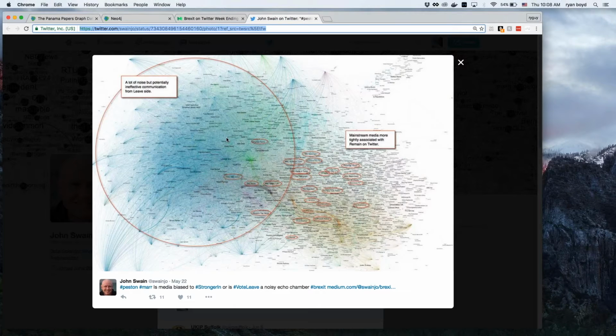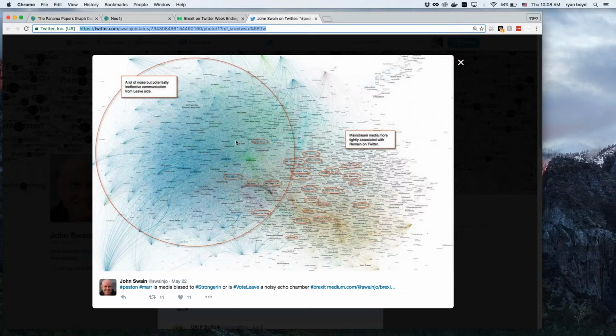But you can see how dense it is, how all of these people in this community that are interested in having Britain leave the European Union are all communicating very much between each other. And then you can see the Remain side. Again, there is a lot of communication, but it's not quite as dense.